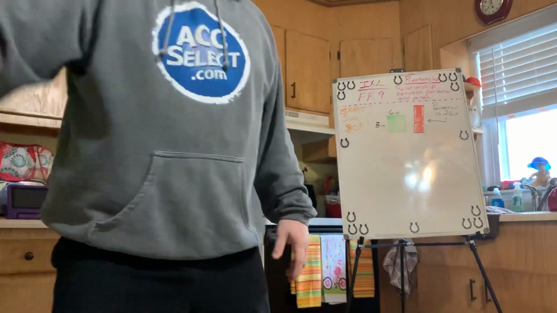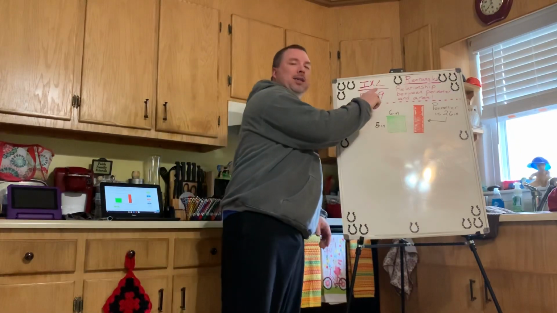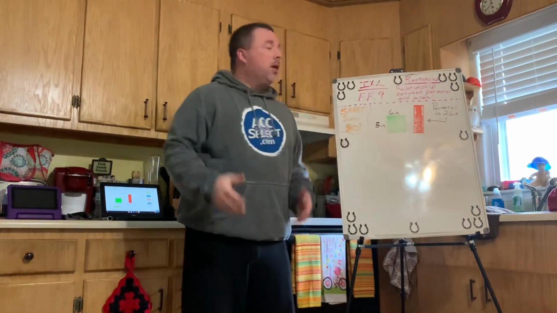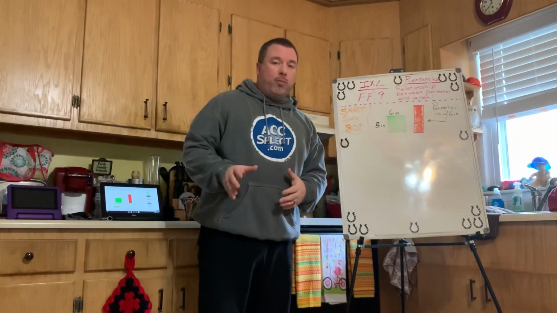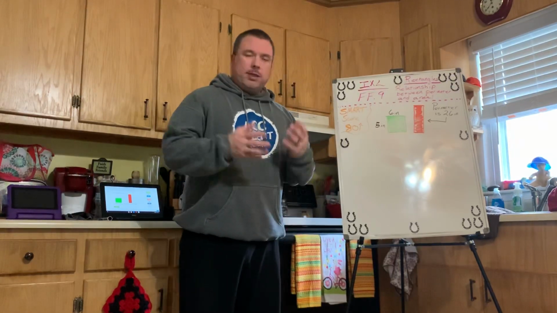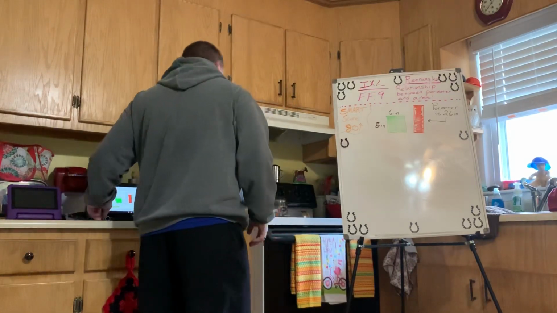Hello, everybody. Welcome back. Today we're going to be talking about IXL FF9. Now, this standard deals with rectangles, the relationship between area and perimeter. First off, let's take a second to talk about what area and perimeter are. And most of you should already know.